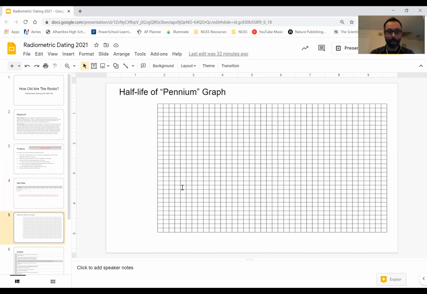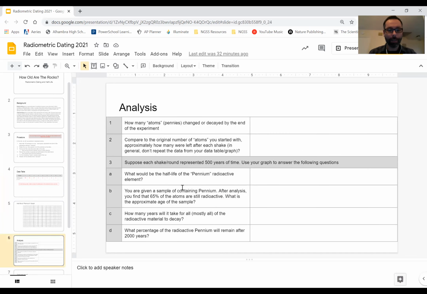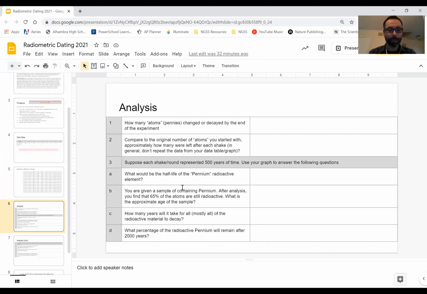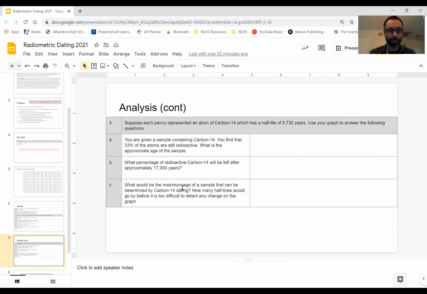You need to graph that so you can make a half-life graph. This is practice to do the labels, right? So make sure you have all your labels and everything correct. And then there are a few questions where you have to use the graph to answer these questions, right?